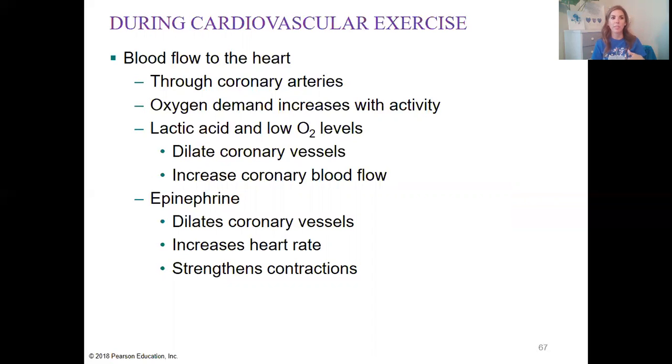So don't think that this has to be we're going to go all in tomorrow because we haven't done anything in 20 years. That's going to put a little bit too much stress on your heart. You got to kind of work it up.